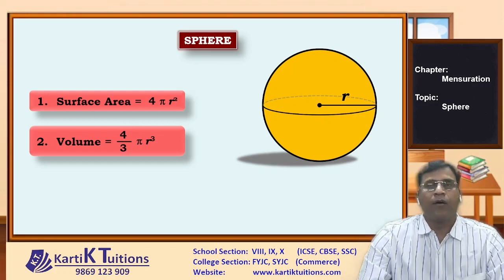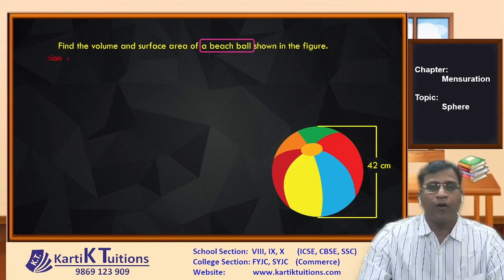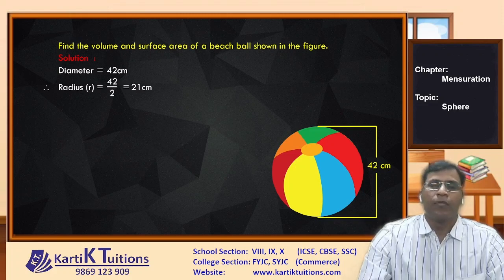Now let's have a look at one sum. Find the volume and the surface area of a beach ball shown in the figure. Now see, they are talking about a beach ball. Ball is in which shape? Sphere. Now since they are talking about a sphere, they have already given us the diameter. What is the diameter given? 42 centimeter. अगर diameter दिया है तो radius find कर सकते हैं. कैसे? Radius is diameter upon 2. So basically 42 upon 2 will give us 21 centimeter. Now once we get this, we have to just apply the formula.